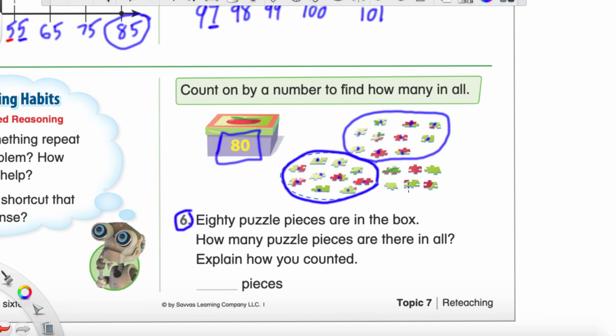All right, now we only have a few more puzzle pieces, not enough to make 10. And now what they want us to do is we are going to start counting from 80, because there's 80 pieces in the box already. And you're going to count on by 10s first, so 80, and then count by 10s for these two sets of 10, and then finish counting by 1s. Go ahead and give this a try and see what number you get for the total number of puzzle pieces.